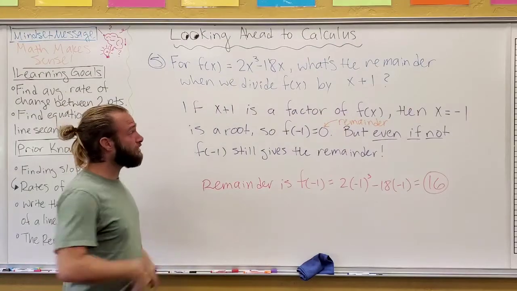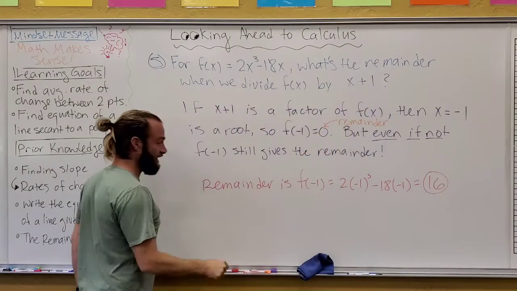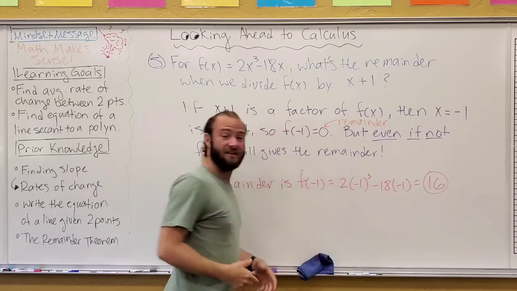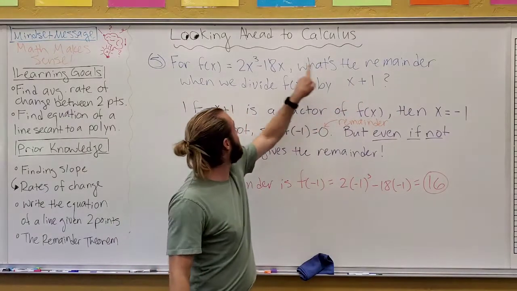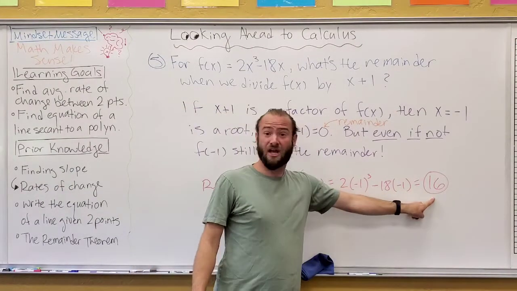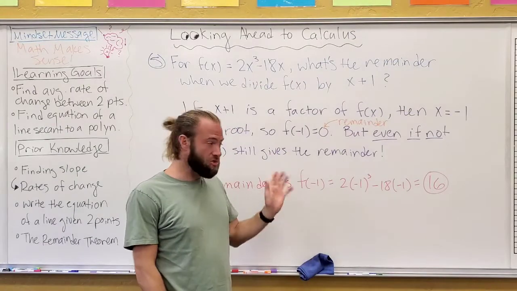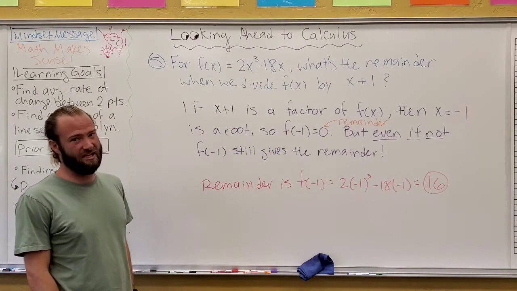So long story short, if I want to know the remainder when I divide by x plus 1, then I can just plug in -1 and see what the remainder is. It'll tell us if it's divisible. If the remainder is 0, that means x plus 1 divides evenly. The remainder here is not 0, it's 16. That means x plus 1 does not divide evenly, which is totally okay, but this can actually be helpful to find the equation of a secant line.